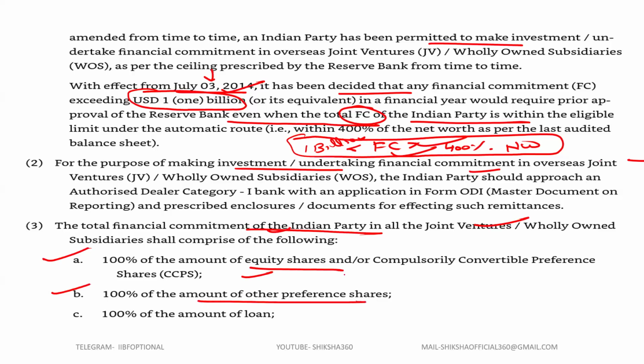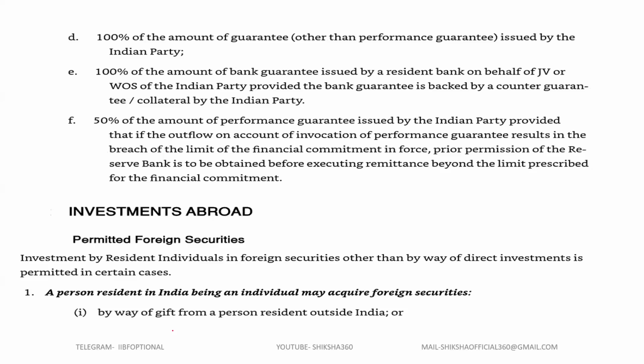Second one, 100% of the amount of the other preference shares. Third one, that is 100% of the amount of the loan. Fourth one, 100% of the amount of the guarantee other than the performance guarantee issued by the Indian party. 100% of the amount of the bank guarantee issued by a resident bank on behalf of the joint venture or wholly owned subsidiary of the Indian party, provided the bank guarantee is backed by a counter guarantee or a collateral by the Indian party.